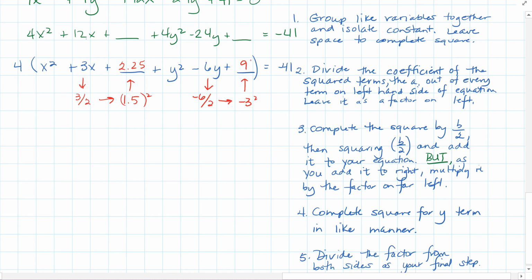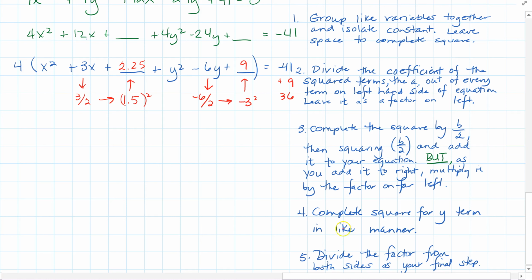Now here's the deal. I added 2.25. Notice I did not add 2.25 here because that's not actually what I'm adding. When I add 2.25, I had to multiply it by 4. I'm actually adding 9. So add 9 to this side. 2.25 times 4 is 9. Here, I didn't really add 9. I added 36, right? Because 9 times 4. So I better add 36 to this side.